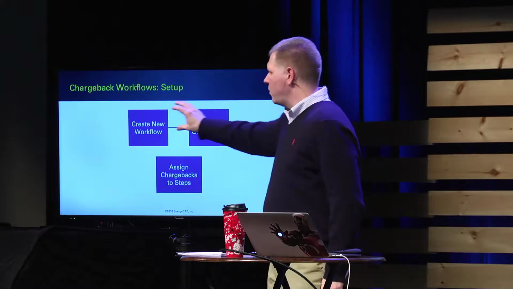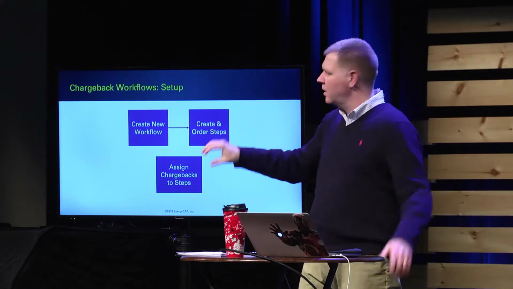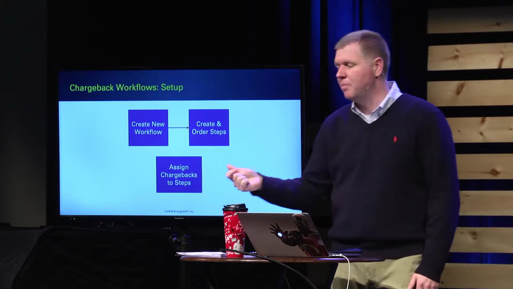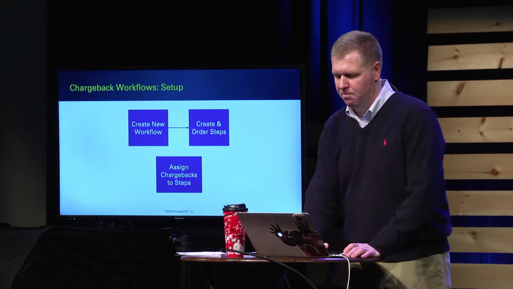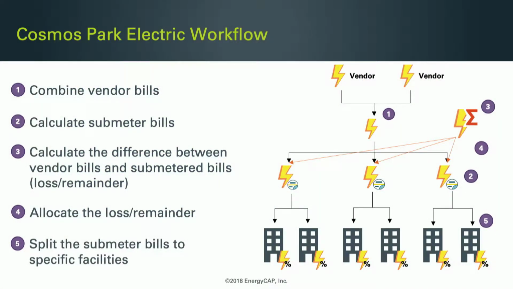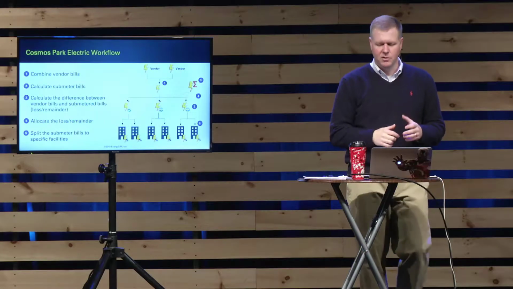So this is the part where you create the workflow. Once it's created, all you need to do is make sure that you assign whatever things should be part of that step to that step along the way. So you've already seen this. We had 5 workflow steps in our electric workflow. Some of them were calculations. Some of them were splits. It would be nice if we could do all of these things in a row and we didn't have to jump to different parts of the application to make that happen.